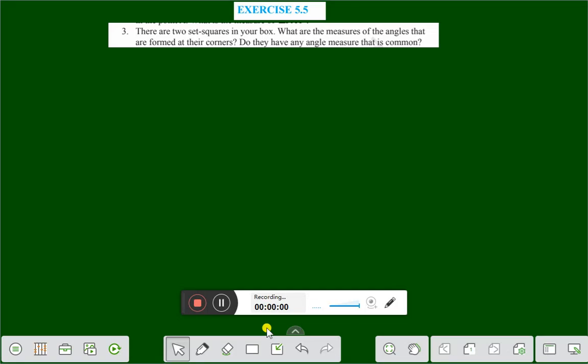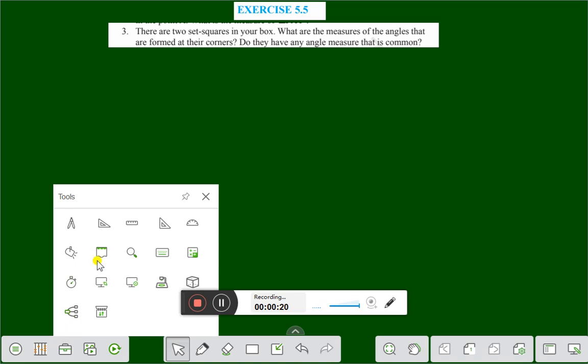Hello everyone. Today we shall discuss exercise 5.5 question number 3. There are two set squares in your box. What are the measures of the angles that are formed at their corners? Do they have any angle measure that is common? Let us take the set squares one by one.